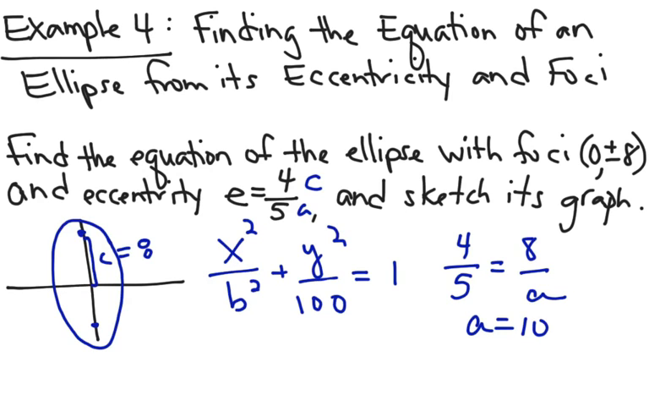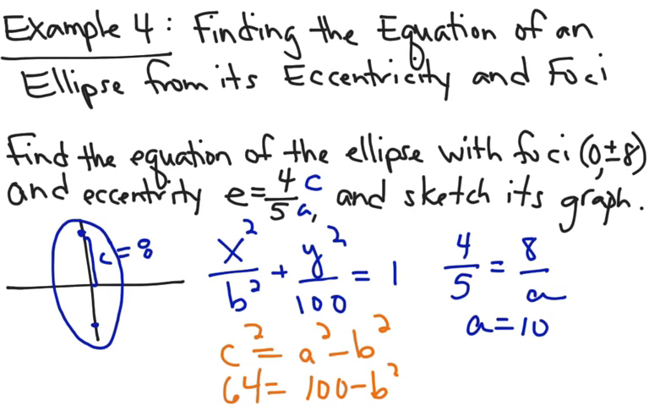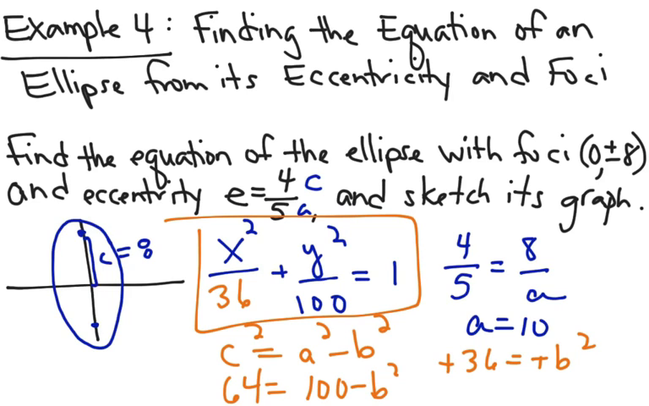Okay, now I can go find out what B squared is. Remember, the equation we use is C squared is equal to A squared minus B squared. So C squared is going to be 64 because C is 8. A squared is 100. 64 minus 100 is -36, and the negatives cancel, so we find out that B squared is 36. So now all I have to do is get rid of the B squared, replace it with 36, and there is the equation of my ellipse. And now I know that A is actually 10, so the vertices are at 0, 10, and 0, -10.